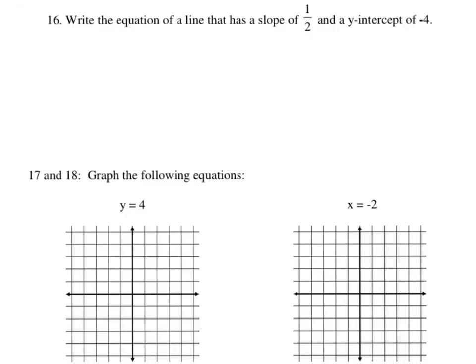Write the equation of a line that has a slope of 1/2 and a y-intercept of negative 4. In order to write an equation for a line, we need m and b. So when I read this problem, I look for any information that they give me. So slope is m, and y-intercept is your b. So we're going to go ahead and write that down. M is 1/2, b is negative 4. And we'll write our equation now. So y equals 1/2 x minus 4.